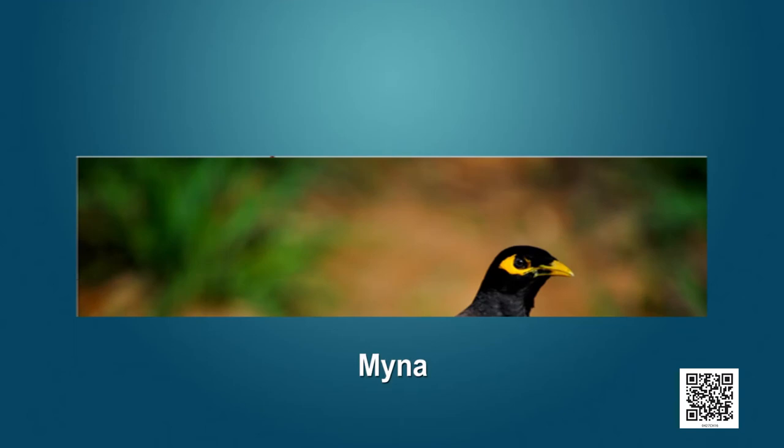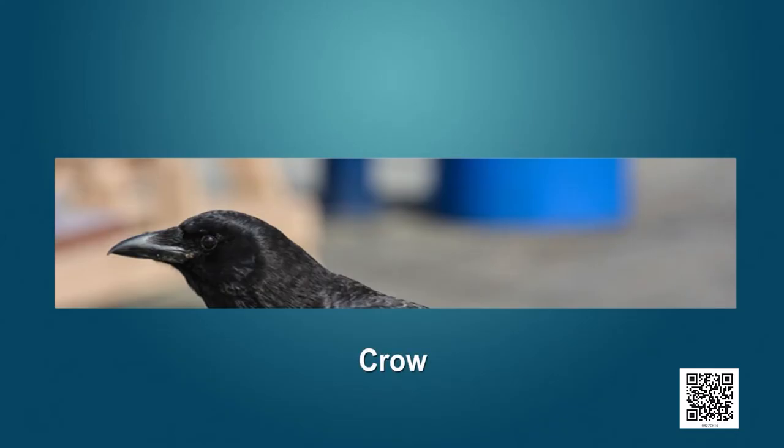Now tell me, what about this beak? Ma'am, it is a myna, but I don't know for what. Yes, even a myna has a strong beak for breaking and crushing seeds. Now, what about this beak? Ma'am, it's the beak of a crow. Ma'am, it is used for eating and cutting many kinds of food items.